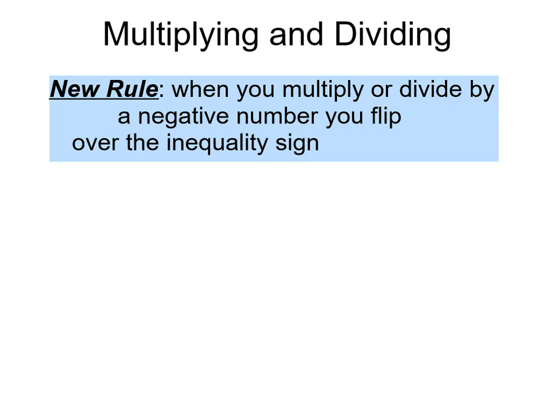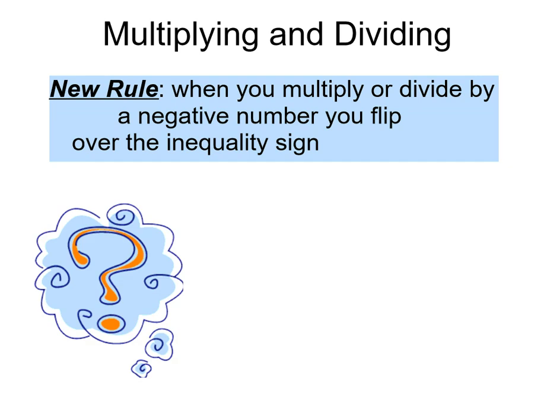Now let's talk about multiplying and dividing. We get into a new rule here. And what the rule is, when you multiply or divide by a negative number, you have to flip over the inequality sign. Now, why do we do that? Why does this come up? So let me give you some examples so that it will make a little more sense.